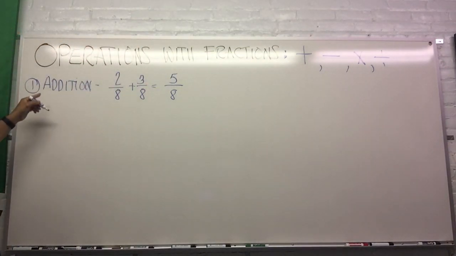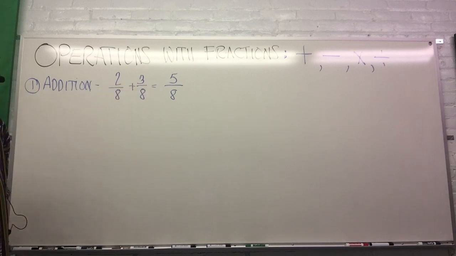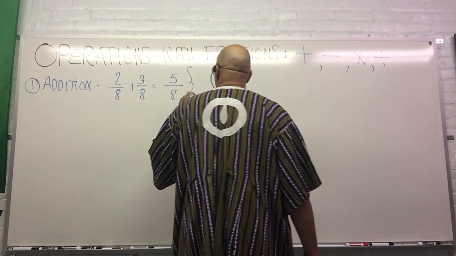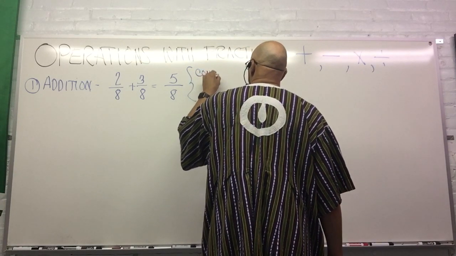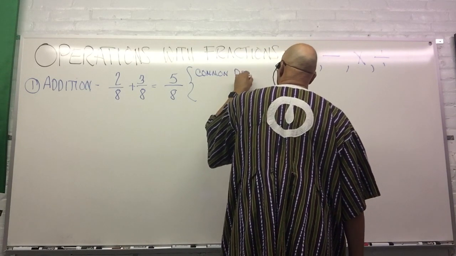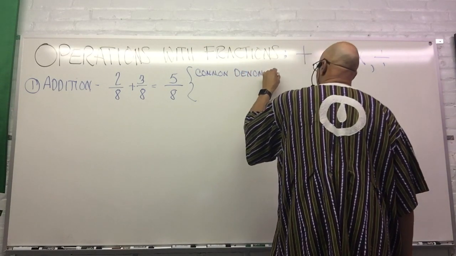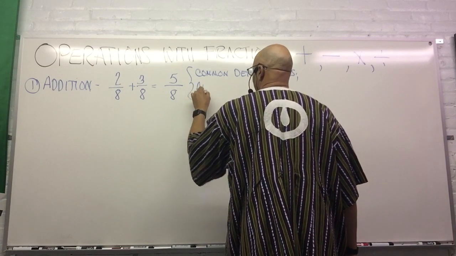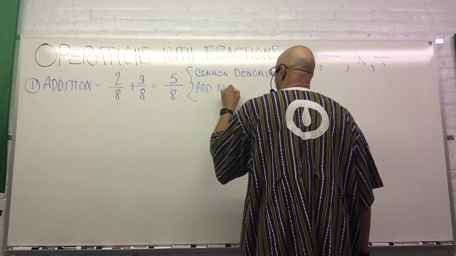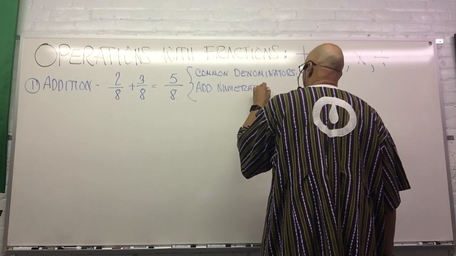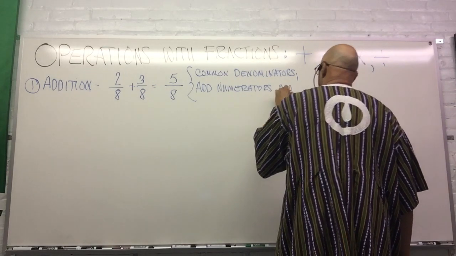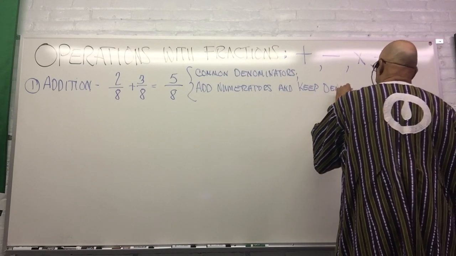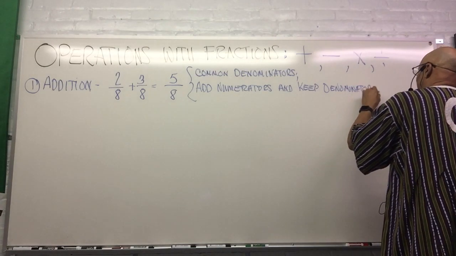So addition is simple because if I have common denominators, I simply add the numerators. So I'm going to write that rule right here. Common denominators, then add numerators and keep that denominator. So that's addition.